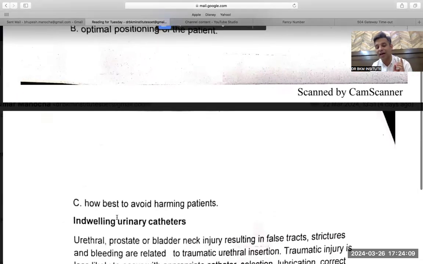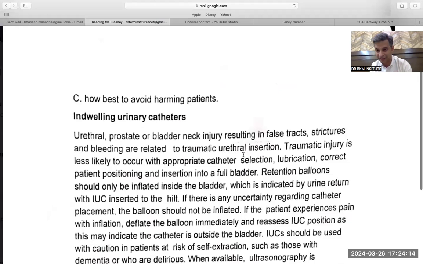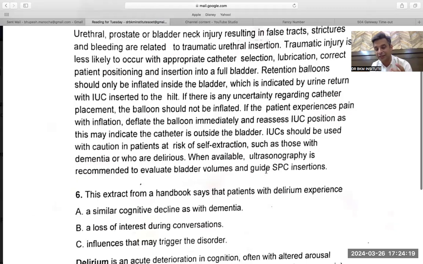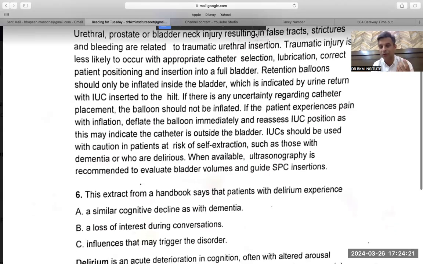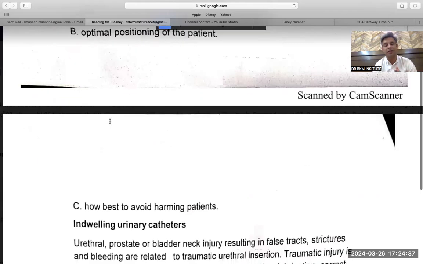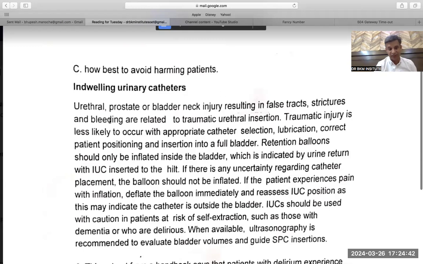How best to avoid harming the patients? Yes, the topic was all about how to avoid harm by doing the right insertion, deflating the balloon, then using ultrasound. So obviously they were talking about how to prevent the traumatic injury. The A option could have been the matter of choice if the word order was not there. The order for correct insertion, but I have not been given any order. Order means step 1, step 2, step 3. So that was not given. So this answer seems to be C, and it is the best answer as well.